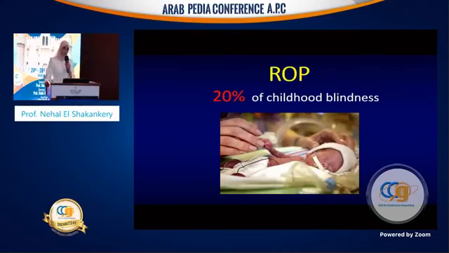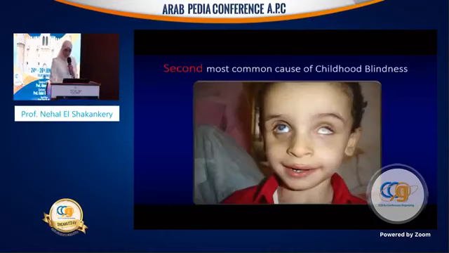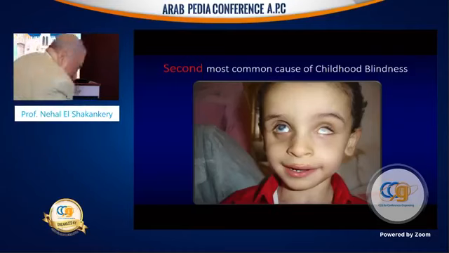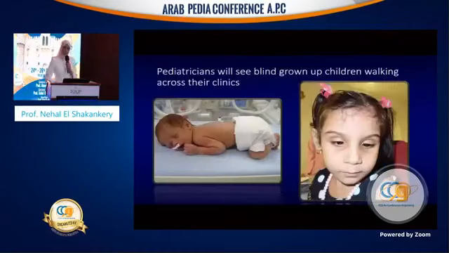ROP, or retinopathy of prematurity, is considered to be 20% of childhood blindness, and it is considered the second most common cause of childhood blindness. You as pediatricians, unless you are aware of the magnitude of the problem, will definitely see blind grown-up children walking across your clinic in the future.